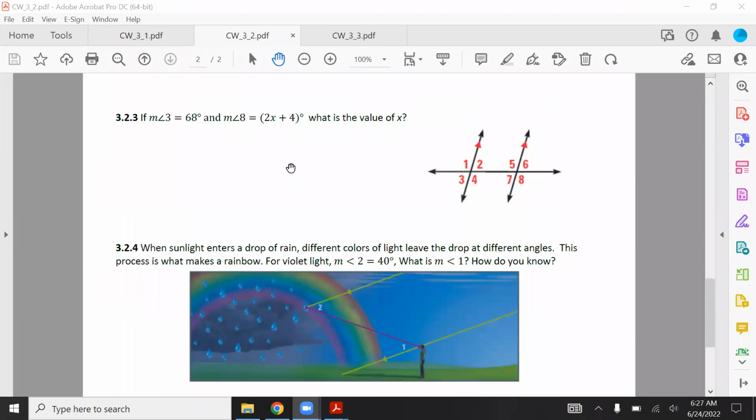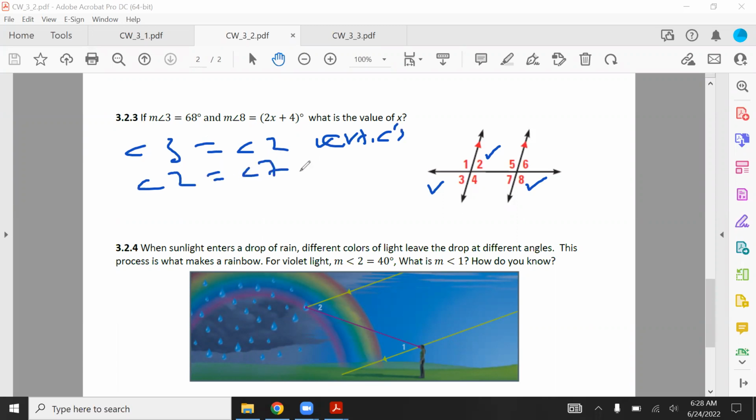Okay, a couple more problems for you in this video. Angle 3 is right here. Angle 8 is right here. Well, I know angle 3 is going to equal angle 2, vertical angles. So use some logic, right? Angle 2 is going to equal angle 7. Alternate interior angles, right? So those are the same.